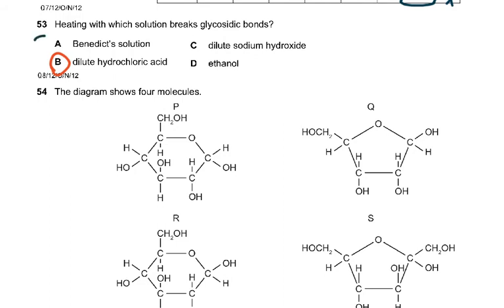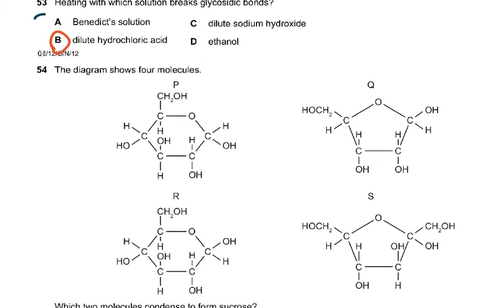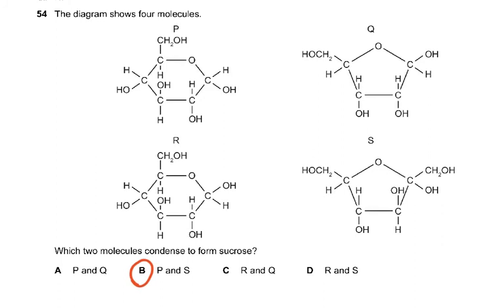Then question 53, heating with which solution breaks glycosidic bonds? Yes, dilute hydrochloric acid will break the glycosidic bonds between the glucose and fructose. Then the diagram shows four molecules. Which two molecules condense to form sucrose? And you know sucrose is between glucose and fructose, so P and S.